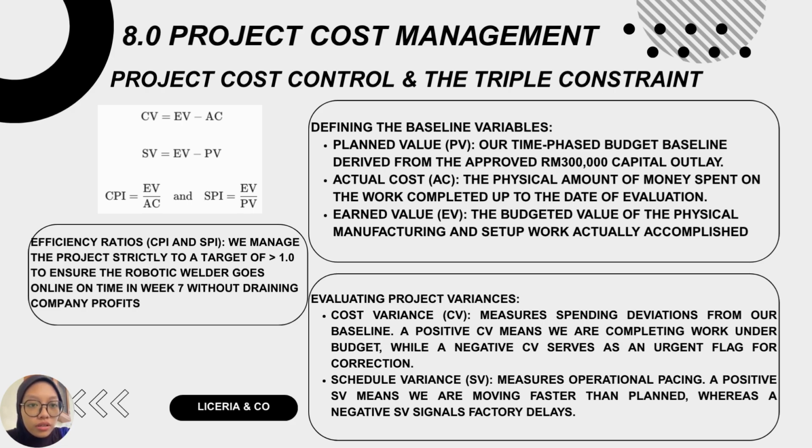So next, I'm going to talk about the EVM cost control and variance formula. To monitor our HVAC expansion costs, we implement earned value management, EVM, instead of relying on lagging accounting data. We track three real-time variables: planned value, PV, our 300,000 baseline budget; actual cost, AC, spent; and earned value, EV, to represent physical work completed on the factory floor. By continuously monitoring absolute variance and keeping our efficiency indexes, CPI and SPI, strictly at or above our target threshold of 1.0, we ensure our robotic welding line goes online exactly on time in week 7 without draining corporate profit.